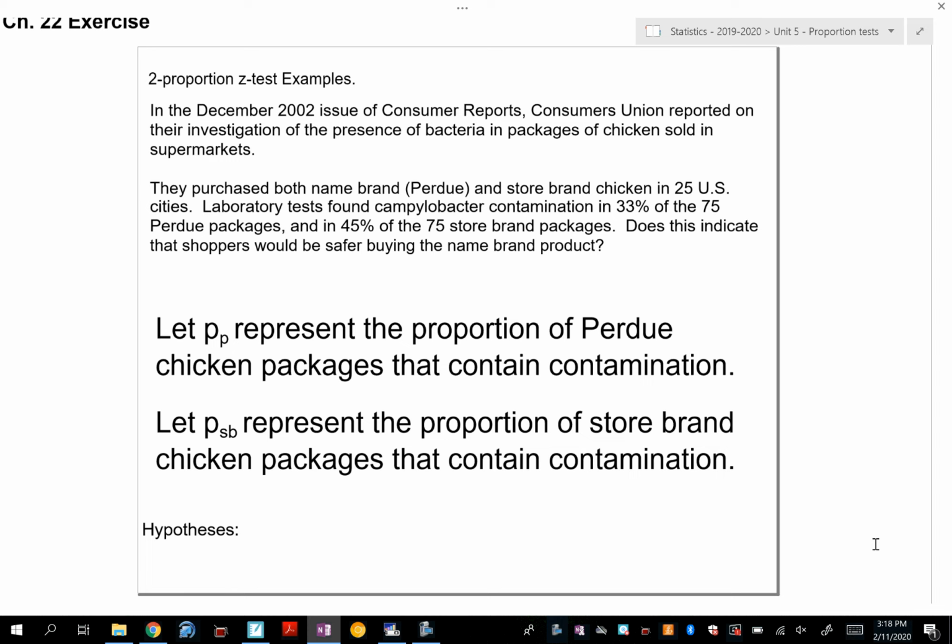So they went to different stores in different cities, and they found 33% of the 75 name brand packages had contaminated chicken, and 45%, these are not real, 45% of the 75 store brand contained contamination. And we want to know, is there a difference? Should we tell consumers that you should really pay more money for the name brand because you get sick less? So that's what we're going to find out.